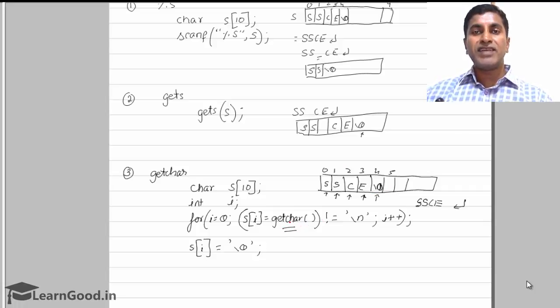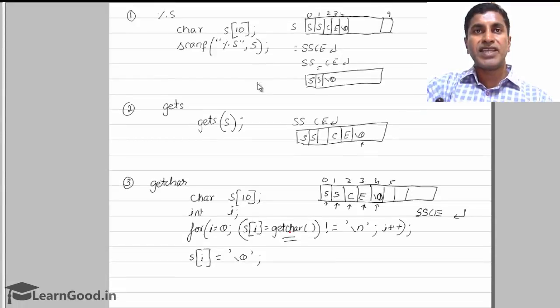So these are the 3 ways you can read a string. First is we have used a percentage s with scanf. Second is we have used your gets function where you can read and include even a blank space. And third one is getchar. Even in this case also you can enter a blank space. The string will be ended only when you press enter.